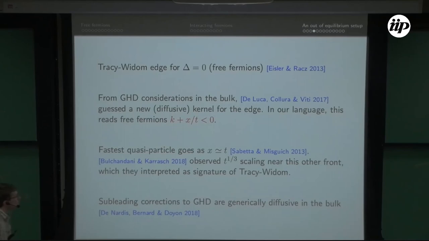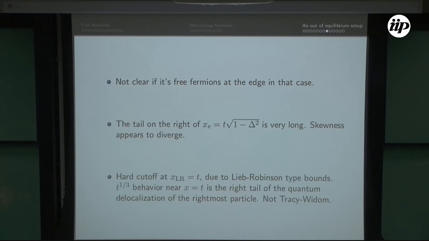And so I think it's an interesting problem. And I have 2 minutes only, so let me quickly wrap up. Basically it's not clear if you can apply the same arguments, because I looked at equilibrium problems at the beginning, where I'm reasonably confident this all works. Here it's not clear if you're allowed to use arguments like, well, particles are diluted, so they should be free. It's not clear, but if you look at the rightmost particle, it's really very delocalized. So in the end, the distribution is very different.